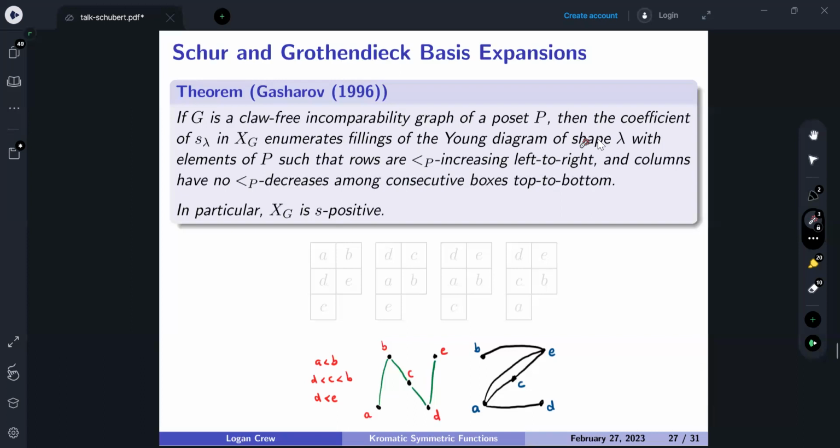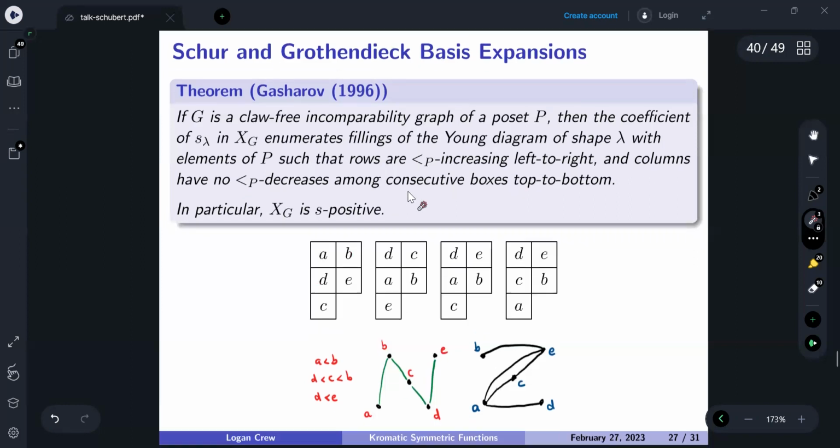It is counting fillings of the Young diagram of shape lambda with elements of the poset, in such a way that we basically end up swapping the semi-standard conditions. The rows are chains in the poset. They are strictly increasing with respect to the poset left to right. And the columns are weakly increasing going down in the sense that no element in a column is directly above an element strictly less than it.